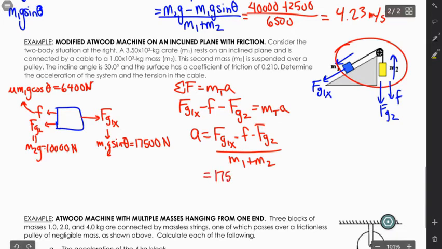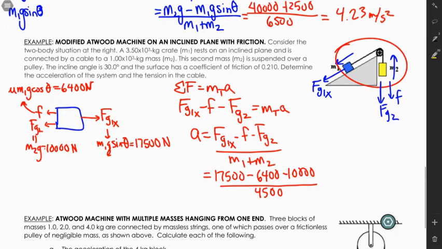And so this is going to be 17,500 minus 6,400 minus 10,000 over 4,500. What it boils down to is 1,100 over 4,500. And so you end up with approximately 0.24 meters per second squared. So note that it doesn't accelerate at a great rate, but it does accelerate.